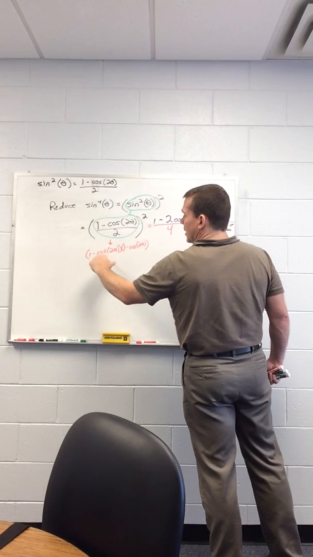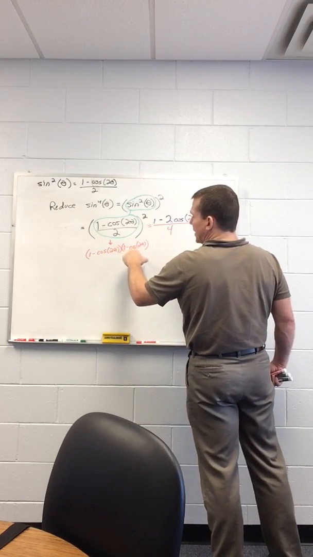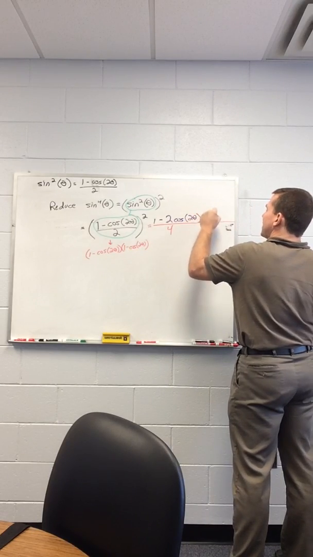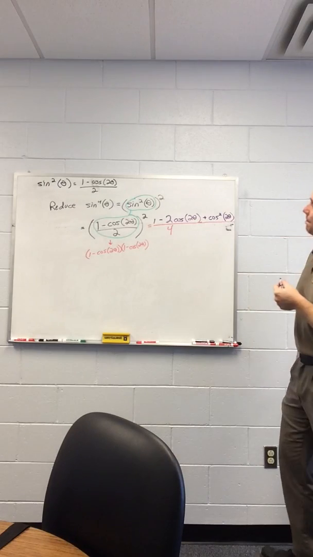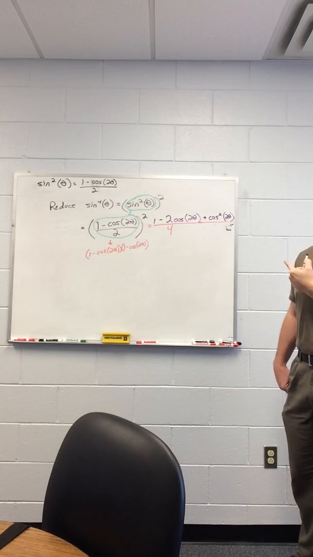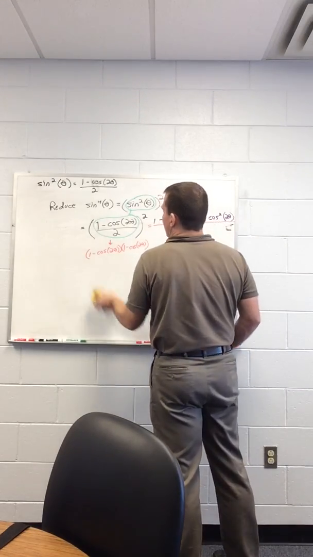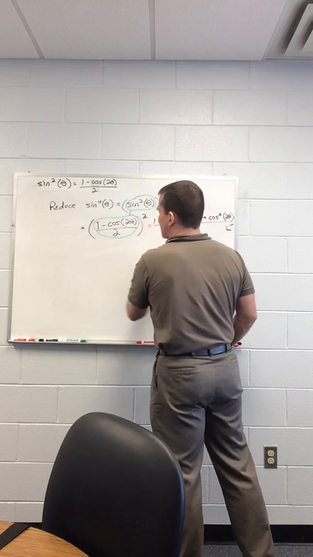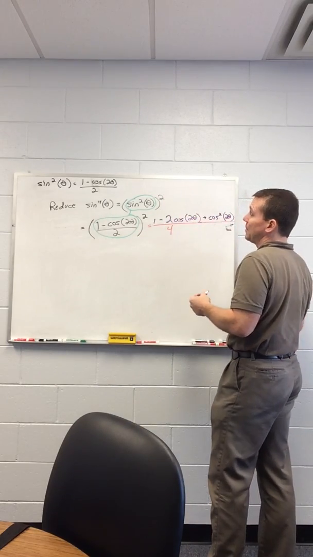Now, negative cosine 2 theta times negative cosine 2 theta is positive cosine squared 2 theta. And there we go. If I simplify that out, and again, this whiteboard is rather small, so I'm maybe not going to be able to do all the algebra out before I have to erase and keep going.